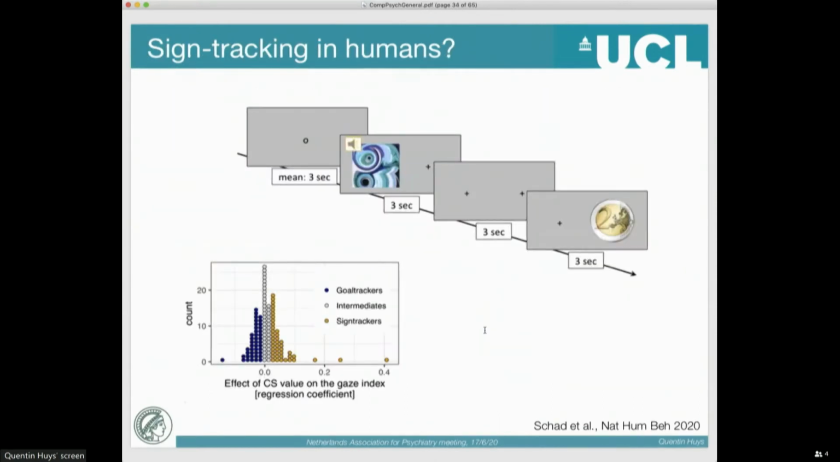So we tried to replicate that in humans. We had a similar paradigm in the scanner, where people were shown conditioned stimuli, and 3 seconds later, they were shown money on the other side of the screen.